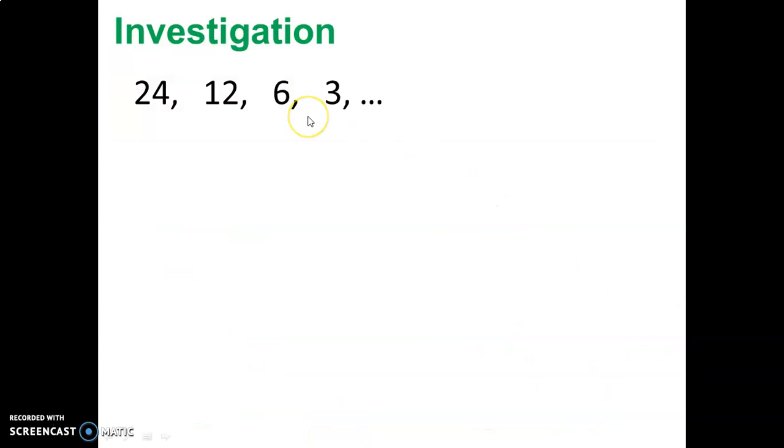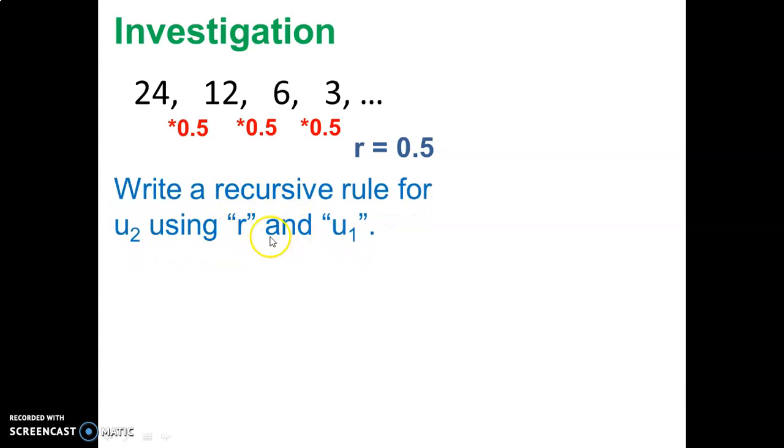Let's try this. We're going to make the rule for a geometric sequence. So here's a geometric sequence. We can see here we have a common multiplier of 0.5. Okay, so our ratio is 0.5. We're going to try the same approach we did with recursive rules. So let's make a rule for U2 using R and U1. Well, that rule can be to get U2, we begin at U1, and we multiply by the ratio like that.